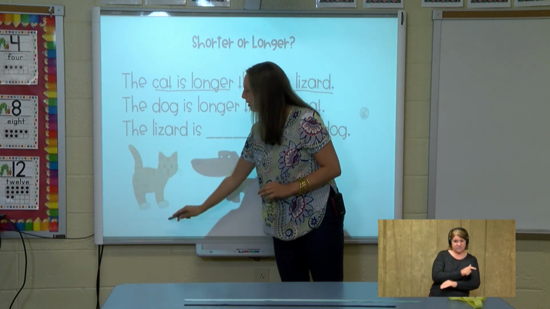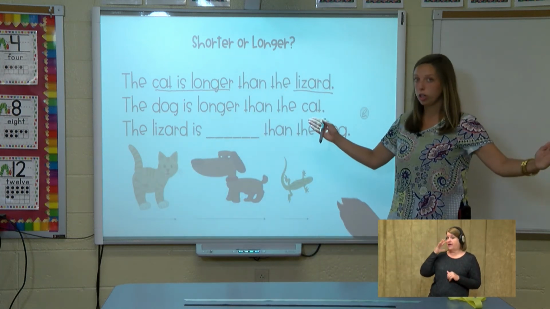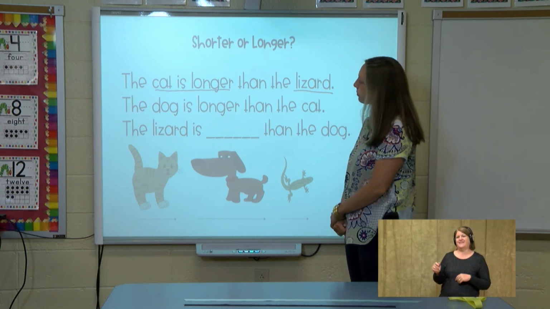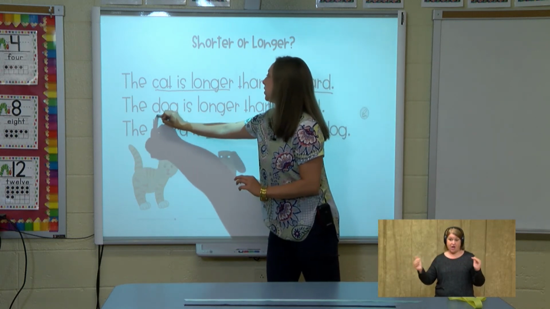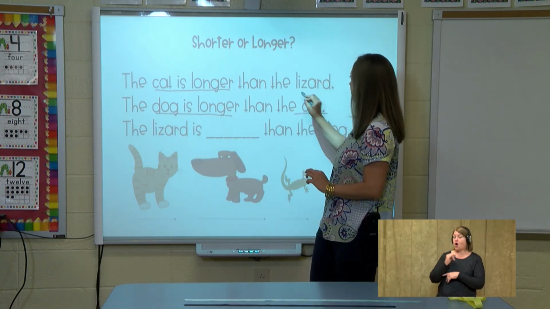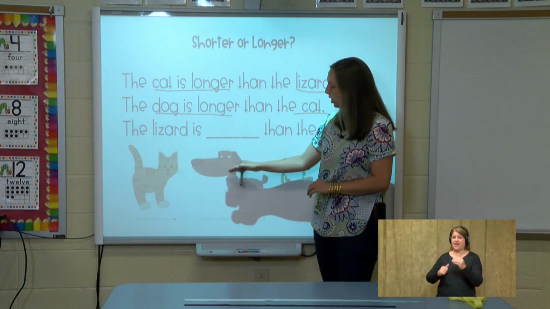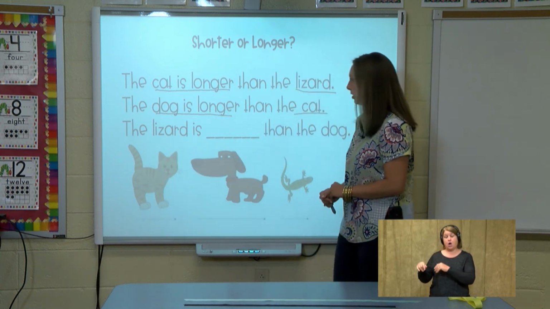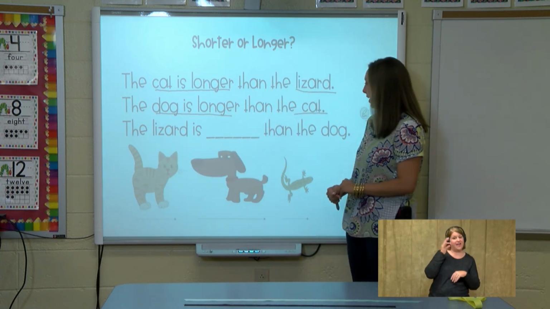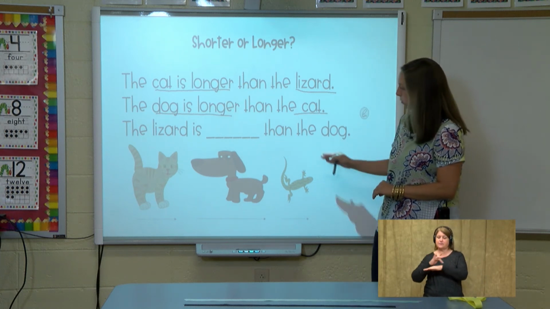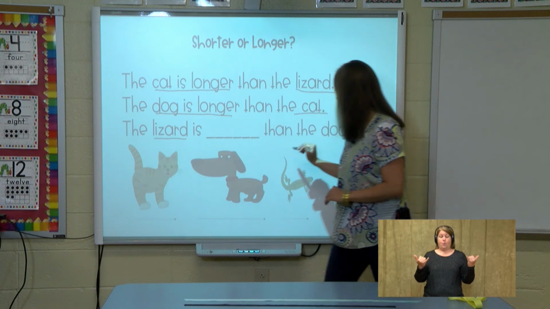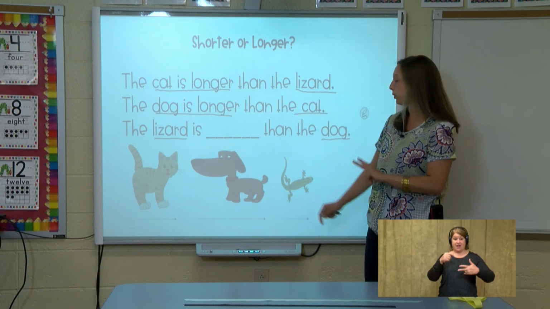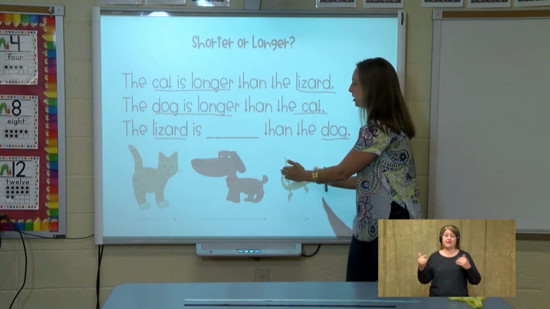So looking right here, we know that this fella is longer than the lizard, kind of like our two ribbons right here. The dog is longer than the cat. So this dog, from his snout to his tail, is longer than the cat. The lizard is blank than the dog. So now comparing the lizard to the dog. We're comparing three objects, but for the fill in the blank, we're only comparing the two. We're comparing the lizard to the dog.